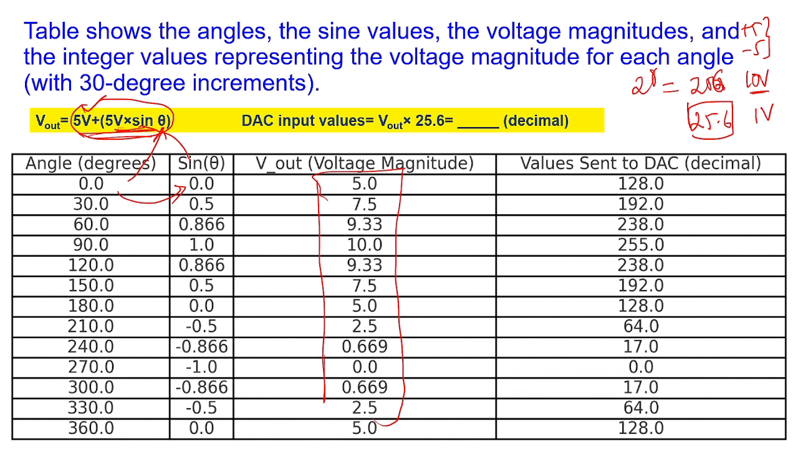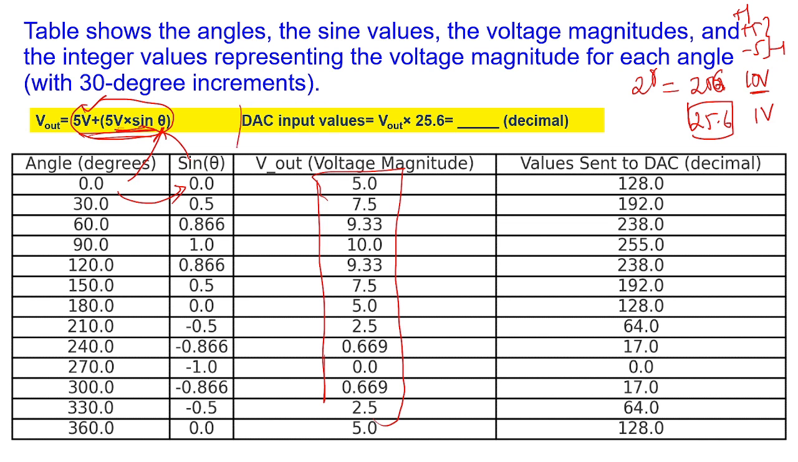I hope you understand how you get the 10: maximum of plus 5, that is plus 1, and minimum of minus 5, that is minus 1, an overall swing of 10 volts. So 2 power 8, 256, means 256 can be represented by 10 volts. If you want to represent 1 volt, the scaling factor should be divided by 10, so 25.6.